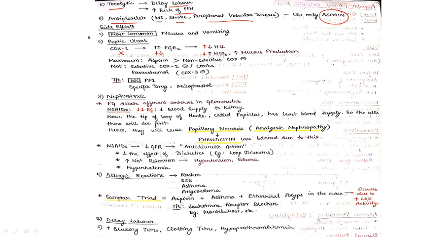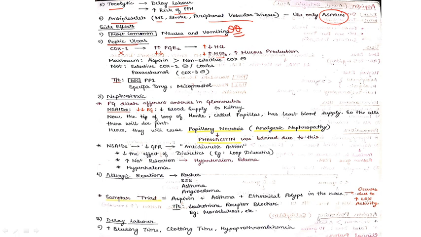Now what are the common side effects associated with NSAIDs? The most common side effect is nausea and vomiting. Remember this, the most common side effect associated with NSAIDs is nausea and vomiting. The second common side effect is peptic ulcer. Because by inhibiting these enzymes there will be decreased prostaglandin synthesis, decreased bicarbonate, and there will be a decrement in the protective functions of the mucosal membrane.